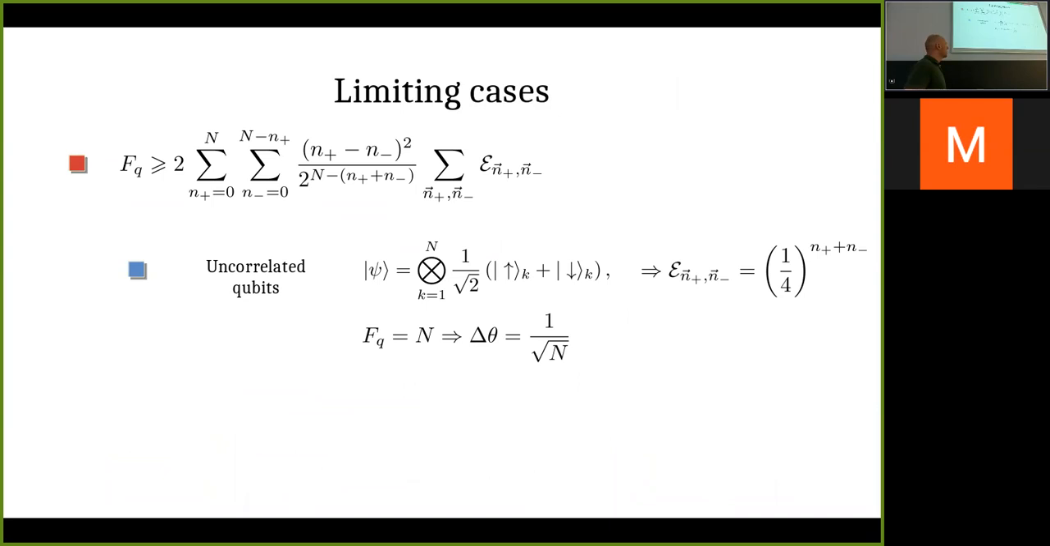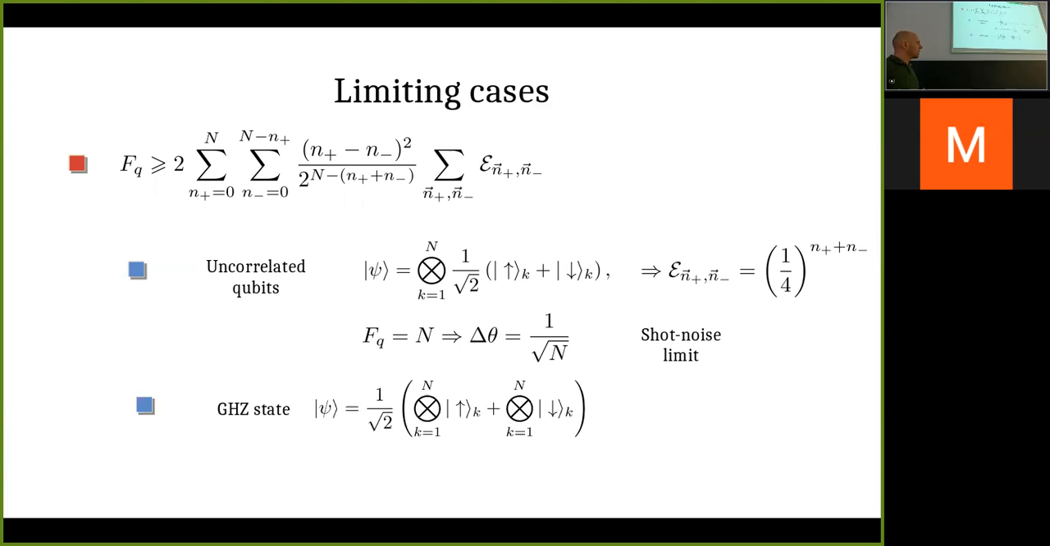If you take a GHZ state, then also these inequalities are saturated because it's a pure state, and you can again follow the derivation and you see that you saturate those steps. You take a GHZ, you obtain that only the maximal n-body correlators are non-zero, they are equal to 1/4. This is natural because in a GHZ state you have only the full n-body correlation. If you trace out one particle, this is a completely classical state. And if you plug it in, you obtain F equal to n squared, so the Heisenberg limit.